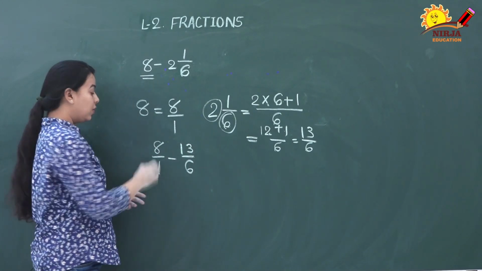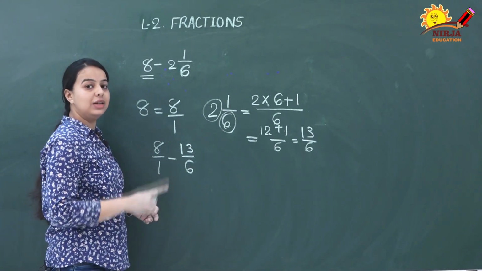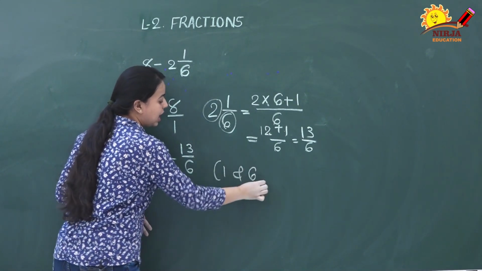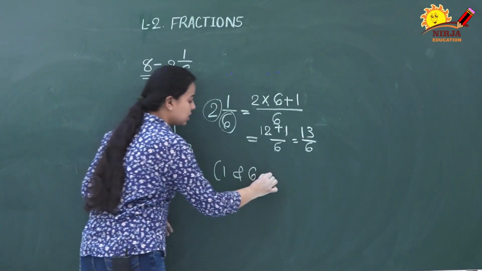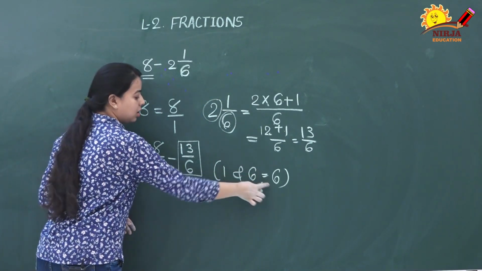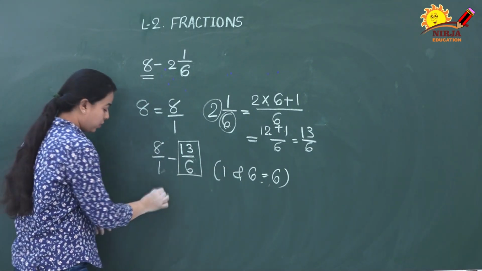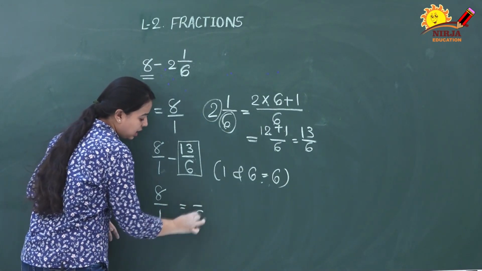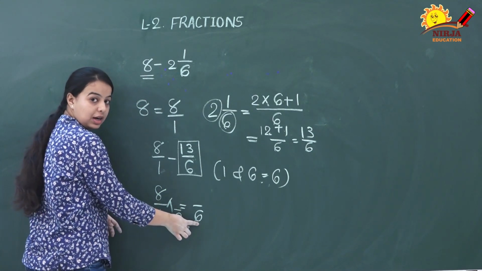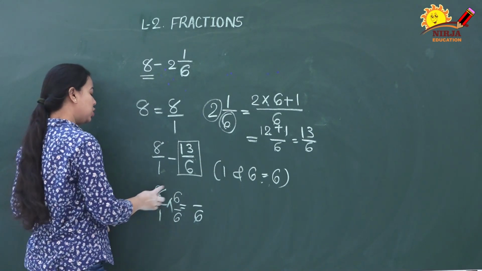Now what we need to do? We need to convert both the fractions into like fractions, and for that we are going to find the LCM of denominators. Here denominators are 1 and 6 and LCM of denominators will be 6. So for this fraction, 6 is already there, so we are not going to do anything with this, but here our denominator is 1. So we are going to convert denominator as 6. For that we can multiply 1 by 6, so that we get denominator as 6, and we are multiplying denominator, that means we are going to multiply numerator also.